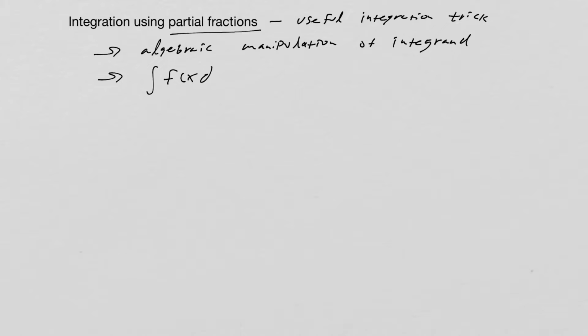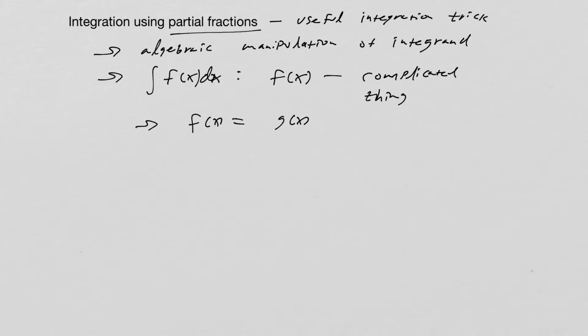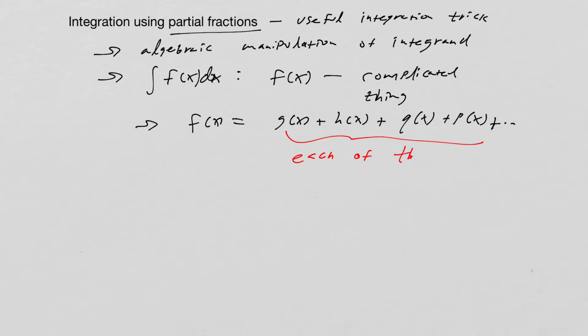You take an f of x dx that you want to integrate, and f is some sort of complicated thing, and then what you try to do is take f of x and turn it into g of x plus h of x plus q of x plus p of x, and so on, some number of terms where each of these is simple to integrate.